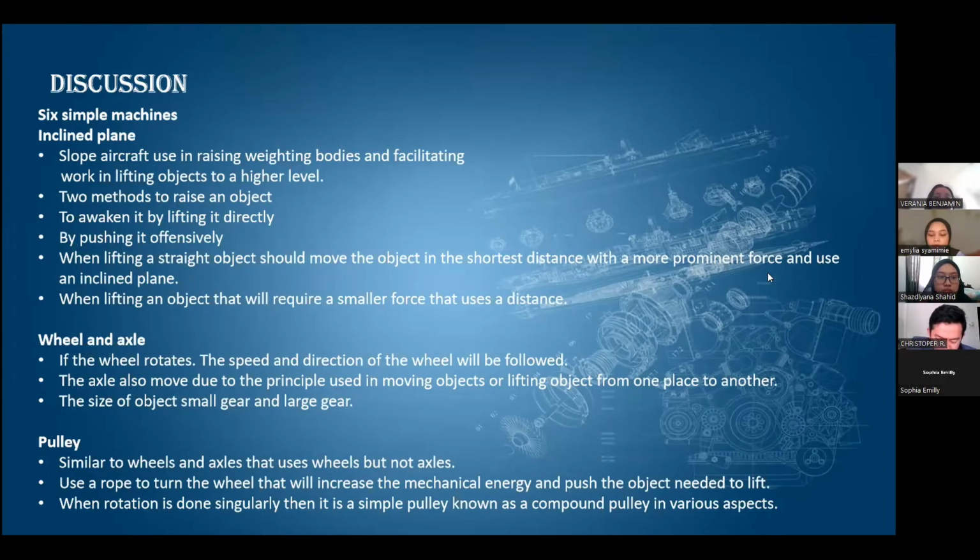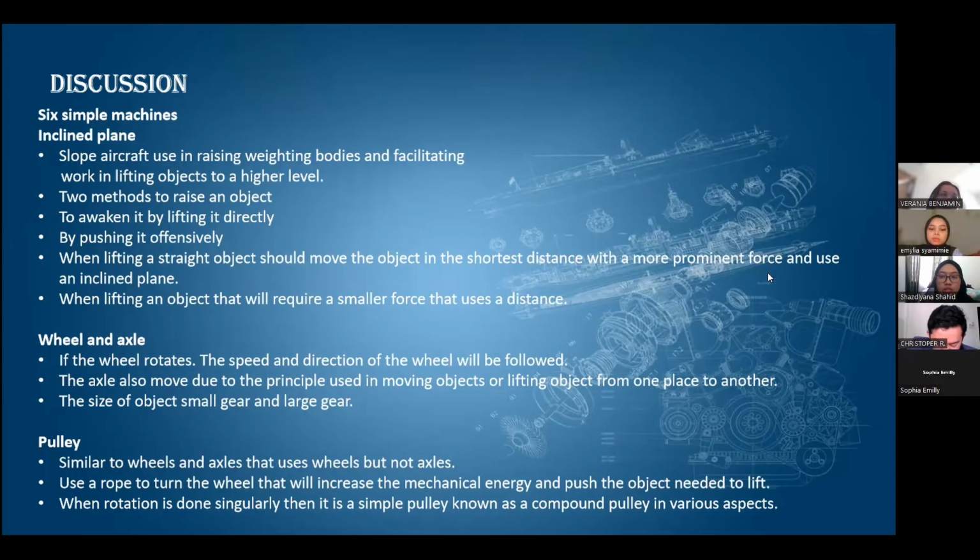Two methods to raise an object, to lift it directly and by pushing it horizontally. When lifting, a straight object should move the object in the shortest distance with a more permanent force and use an inclined plane. When lifting an object, that will require a smaller force but a longer distance.